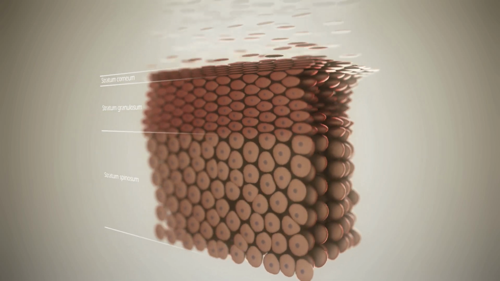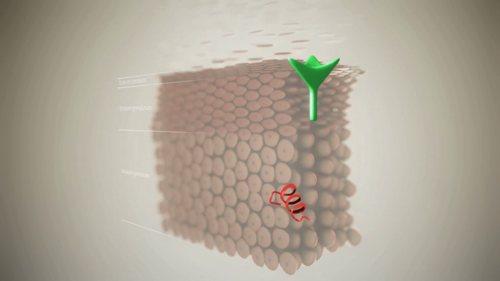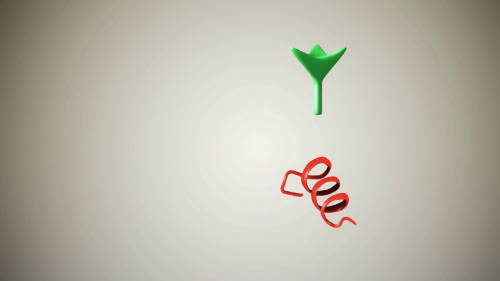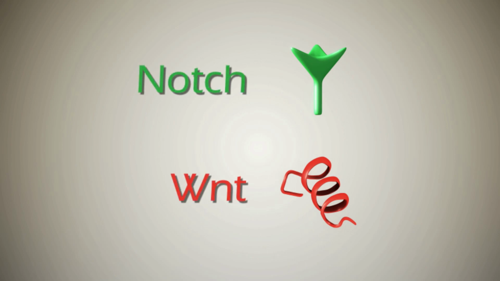Layers of differentiated skin cells are able to form because of crosstalk between two protein signalling pathways, the Notch and Wnt signalling pathways. The Notch and Wnt pathways are essential to the regulation of cell proliferation and differentiation, and abnormalities in the functioning of these pathways are linked to several types of cancer.